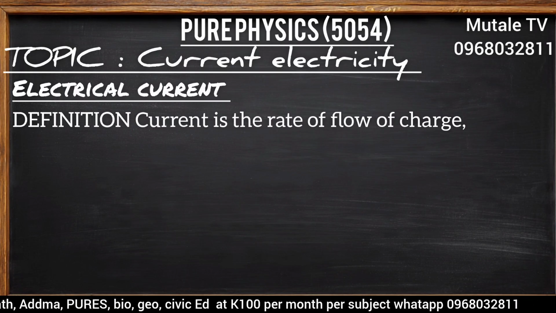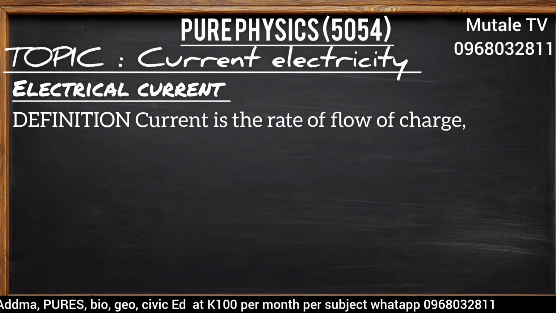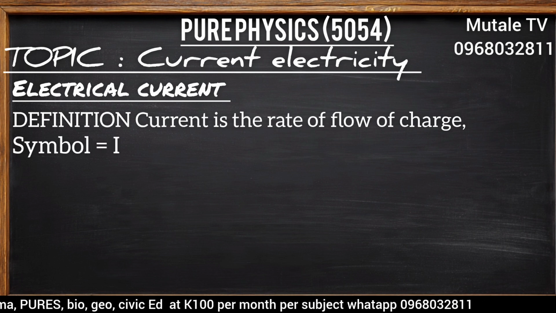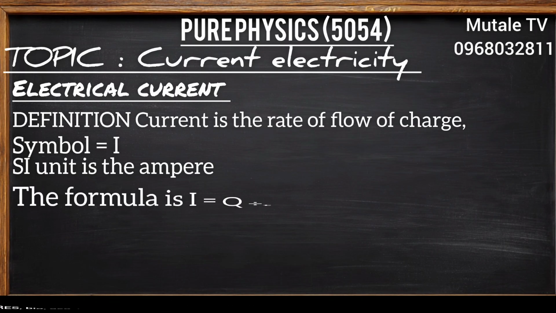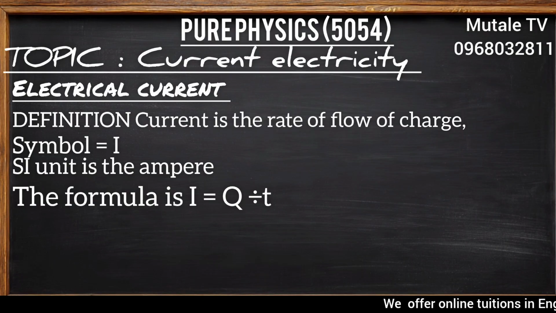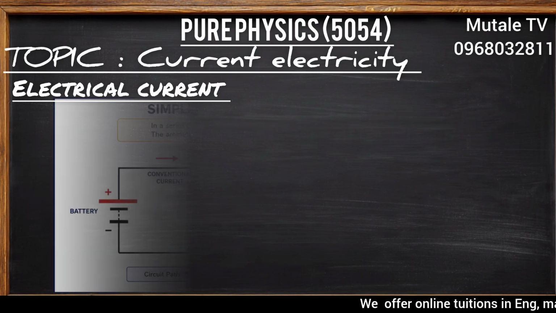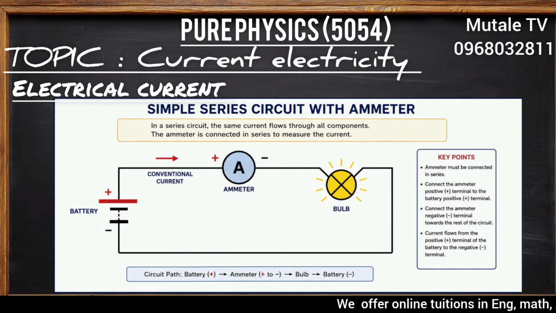So current is the rate of flow of charge, and this is represented by the symbol capital letter I, and its SI unit is ampere. The formula is I equals Q divided by t, where Q is the charge measured in coulombs and t is the time measured in what? In seconds. So when we use an electrical appliance, current flows through the circuit.